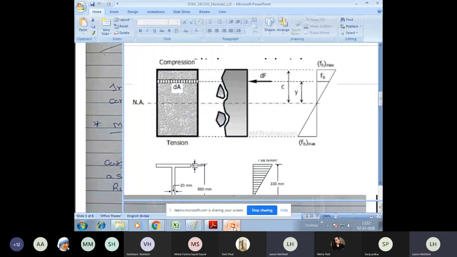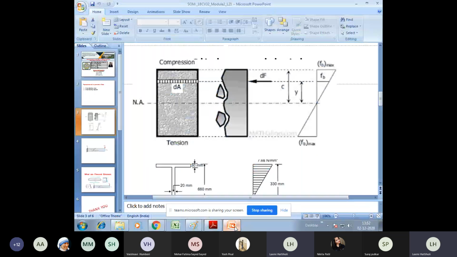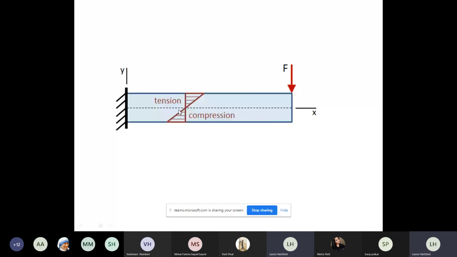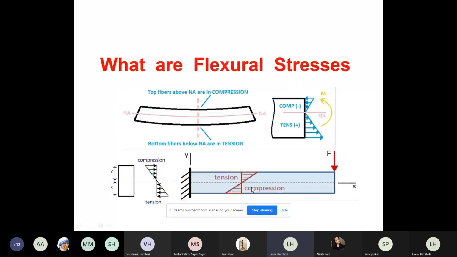Okay, let me show you another concept before I go. Please observe this part.